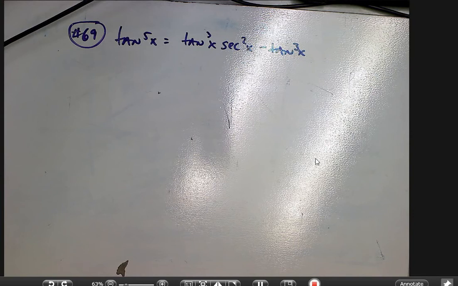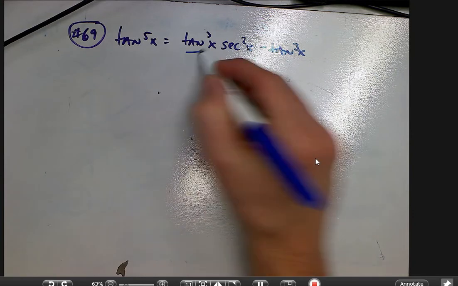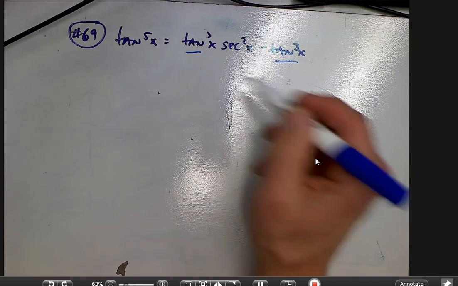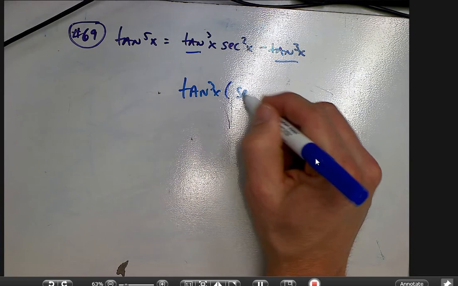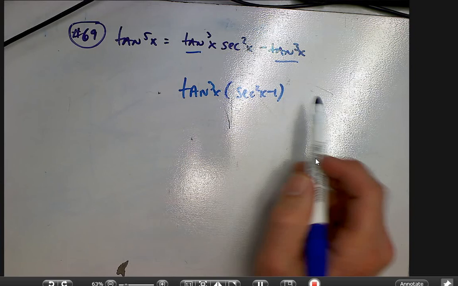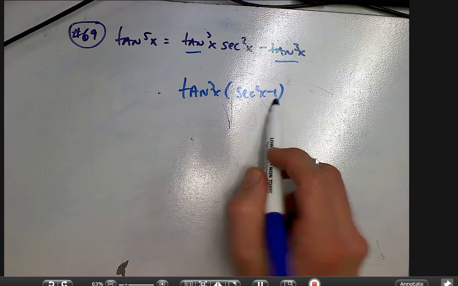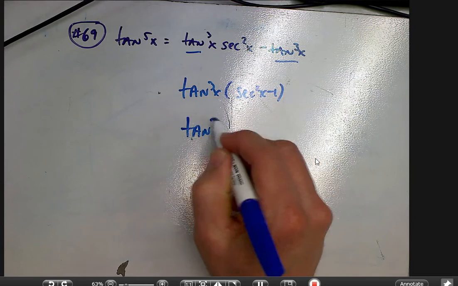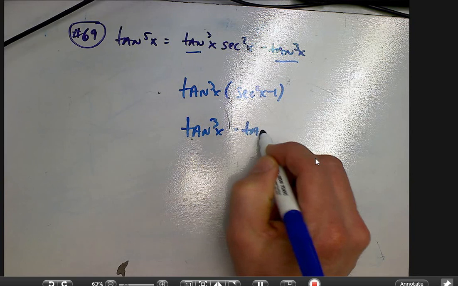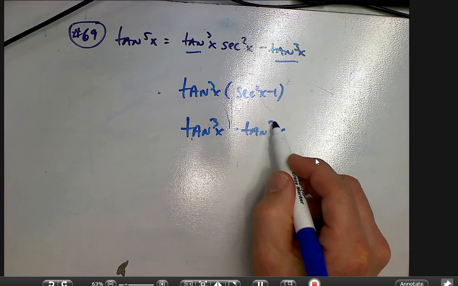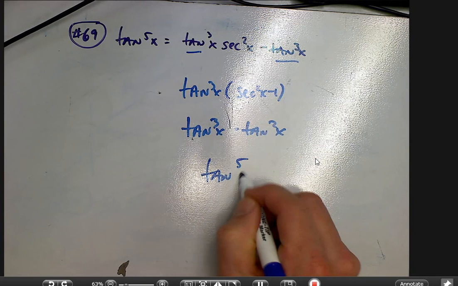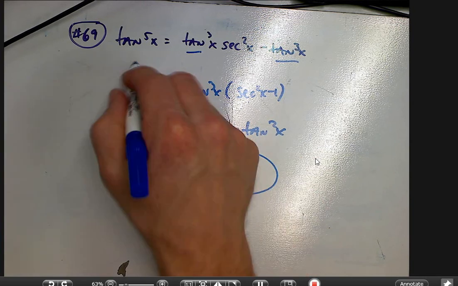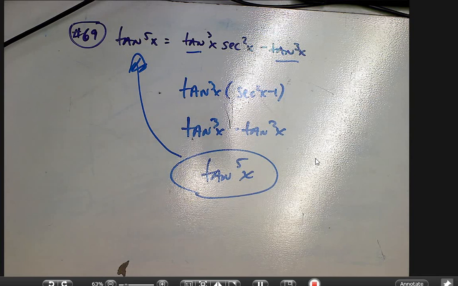Alright, we're back. What I notice here is the common factor is tangent cubed. So if I take out tangent cubed of x, that'll be times secant squared x minus 1. Formula reference sheet says that secant squared x minus 1 is equal to the tangent squared of x. Tangent cubed times tangent squared gives me tangent to the fifth of x. Right looks like the left. Verified. Done.